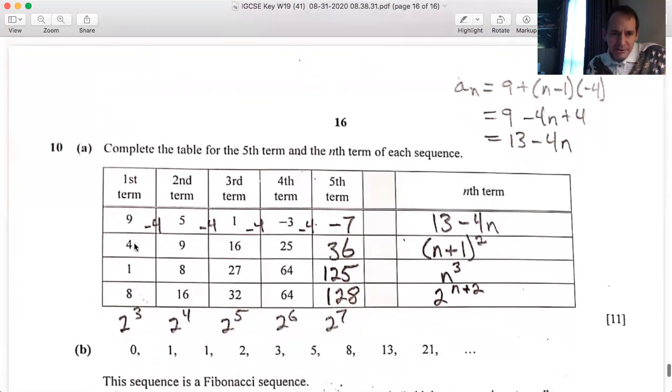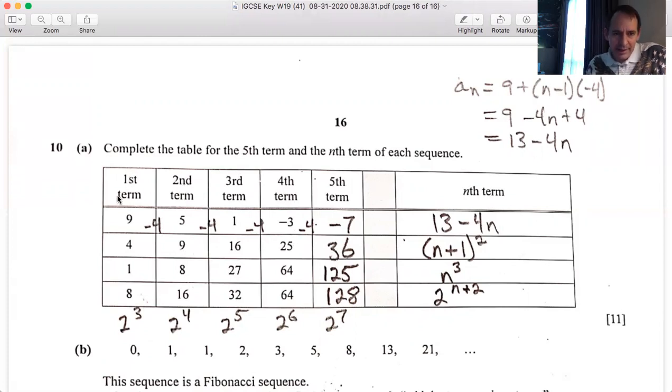Here we see these are all squares: 2 squared is 4, 3 squared is 9, 16, 25, so this is 36. Now to put it in terms of n, you want to look at up here. This is n, and this is a 1, but this is a 4. 4 is 2 squared, 9 is 3 squared, 16 is 4 squared, 25 is 5 squared, 36 is 6 squared.